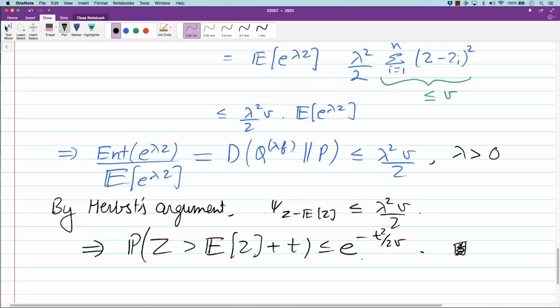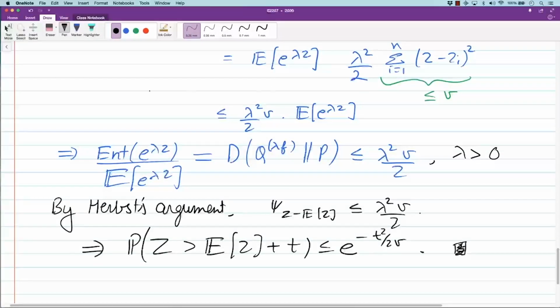So this is the entropy method, and we have illustrated this using the binary log-Sobolev inequality, the Gaussian log-Sobolev inequality, and now finally for general random variables. This concludes our discussion of the entropy method.